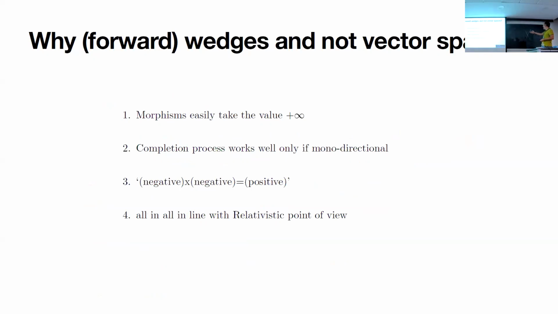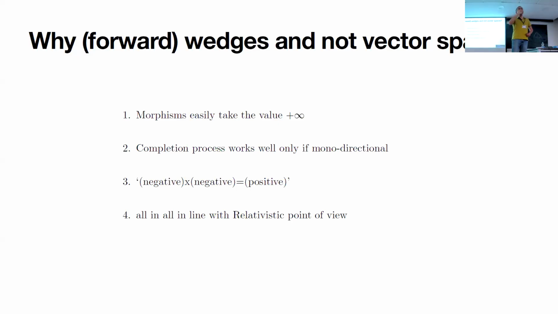Now, what about why wedges? Why not just vector spaces? I mean, Minkowski space after all is a vector space, and moreover, we had functional analysis built over the concept of vector space. So I should really give some reason for why I'm giving this up. And the first and most important reason is that in applications, morphisms, so linear maps with MCP, they easily take the value plus infinity. They really tend to do this.